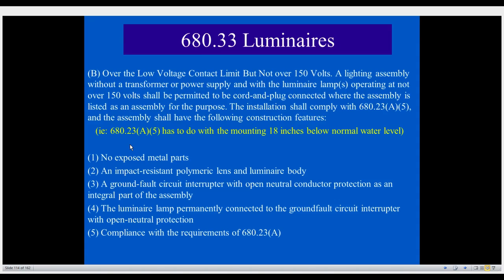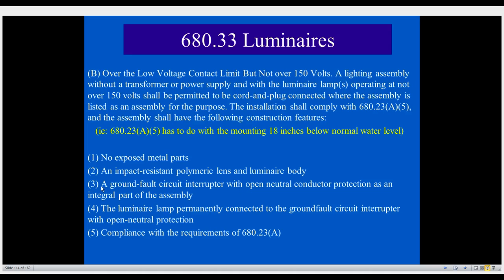All right, now, in this listed assembly for this purpose, we've got some guidelines it has to meet. First, no exposed metal parts. That was very similar to the low voltage contact limit type of luminaire. Second, an impact resistant polymeric lens and luminaire body. Again, we're trying to get rid of these metal parts, and they're designed to be impact resistant because these storable pools tend to be low cost, and a lot of people just put them up to play. They don't expect them to last a long time, at least in my experience with these type of storable pools. So you want to make sure that the lenses aren't going to be exposed to being touched. They're kind of protected.